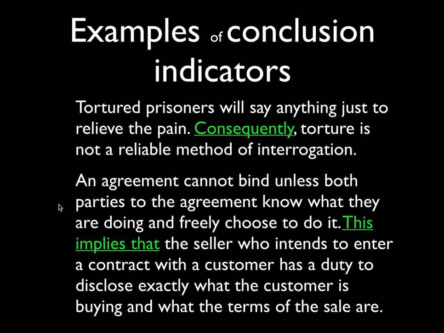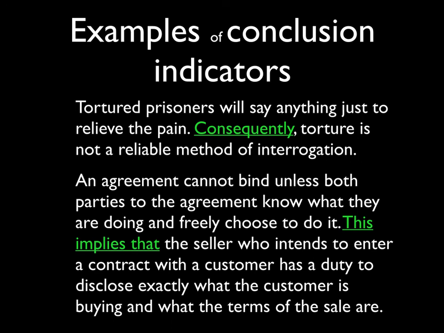Next example. An agreement cannot bind unless both parties to the agreement know what they are doing and freely choose to do it. This implies that the seller who intends to enter a contract with a customer has a duty to disclose exactly what the customer is buying and what the terms of the sale are. Here again, this implies that is underlined, and we see that it is our conclusion indicator.